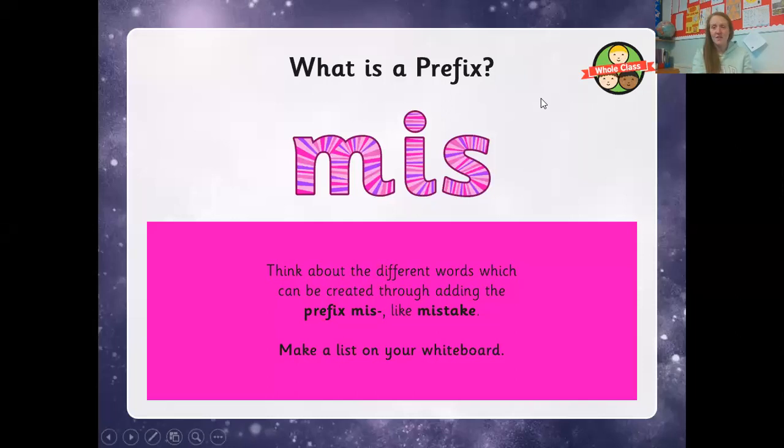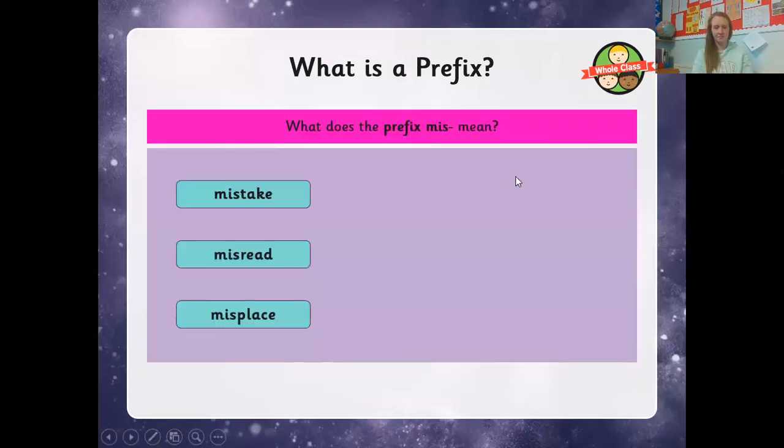Well done. What did you find? I'm hoping you've got lots there because we've done them. And some of these are in your spellings for this week. So we've got the word mistake. Now, we talked about this a minute ago. Mistake. The root word hasn't changed. Let's see what happens to the meaning. Oh, mistake means to do something wrong.